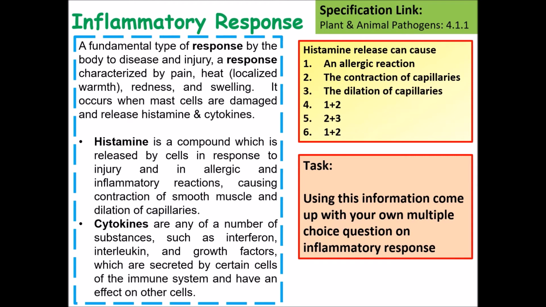So, if we think about the question, histamine release can cause an allergic reaction, the contraction of capillaries, or the dilation of capillaries, or a combination of those. Just have a think about how you would answer that question, then continue with the video.